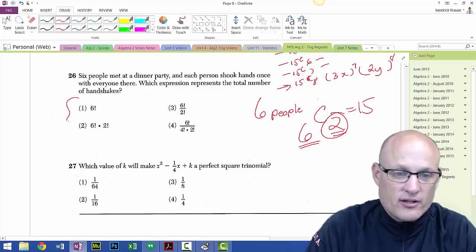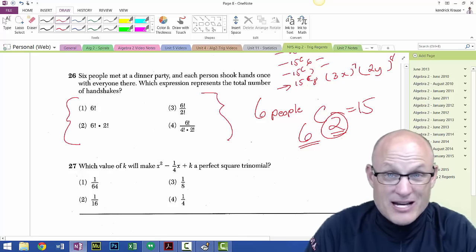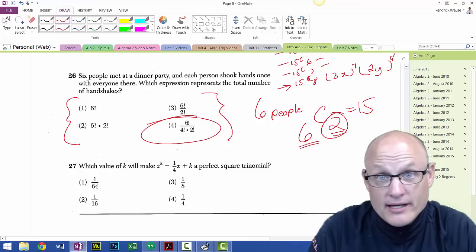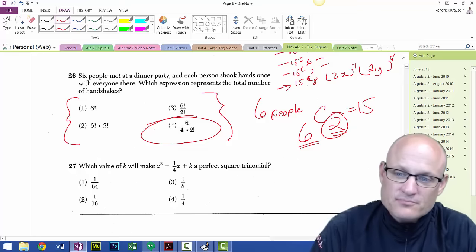And then for some strange reason, they decided to have these answers. Now, there might be a reason for this to be the answer. I don't know what it is. But that thing turns out to be 15. I don't know why it's 15, but it is.